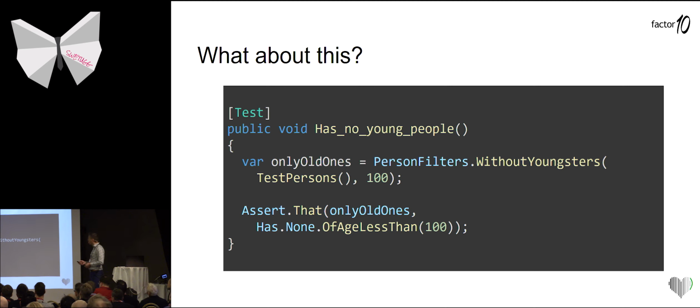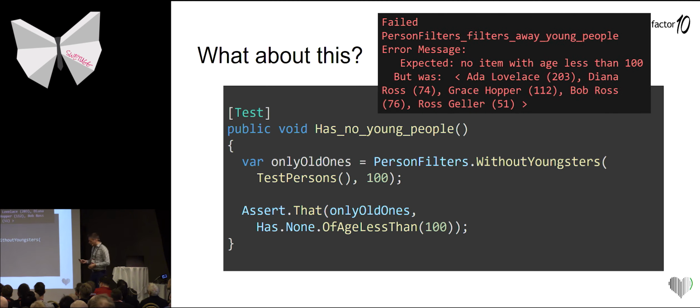And we can also have a good test failure from this, where we get expected no item with age less than 100, and we actually get the list of persons, and we see that, well, we have Diana Ross on 74, and Bob Ross on 76, and Ross Geller on 51. Even better would be if we didn't see the other ones, the oldies.